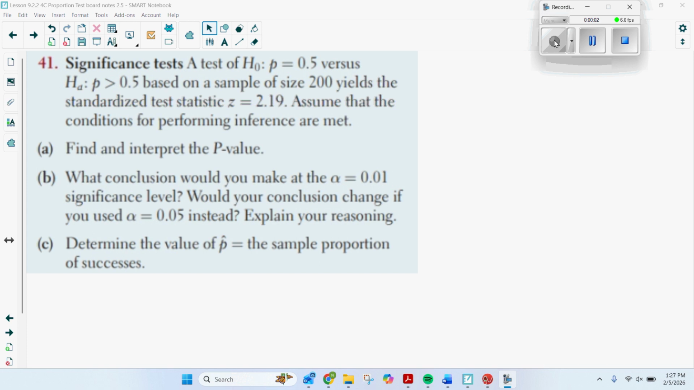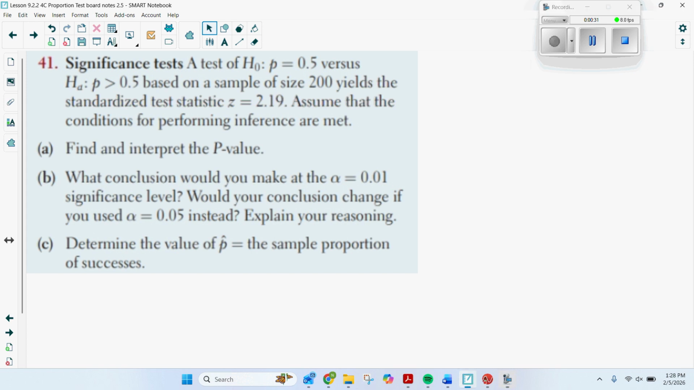This was a common homework question from section 9.2. It was when we first started learning how to do a hypothesis test for proportions. Question number 41 says, a test of H naught, where P equals 0.5, versus HA, P is greater than 0.5, based on a sample size of 200, yields a standardized test statistic Z equals 2.19. Assume the conditions for performing inference are met. Find and interpret the p-value.